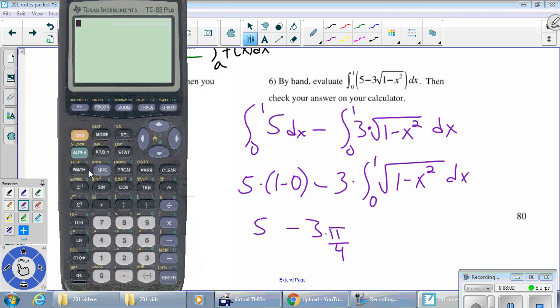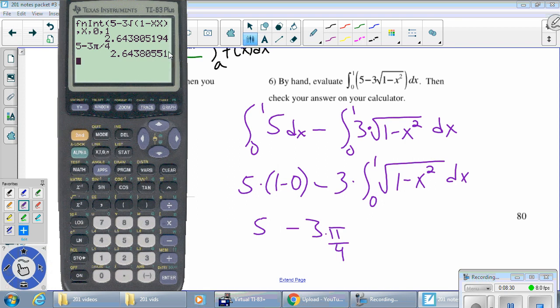All right, let's see what the calculator thinks about this. Math 9, 5 minus 3 square root. So I'm typing it in as in its original form. Close the square root, comma x, comma 0, comma 1. And I'm going to get some decimal here, and then we're going to compare it to our answer, which means in a second we're going to type our answer into the calculator. 5 minus 3 pi over 4.